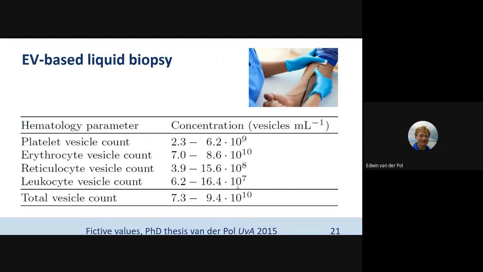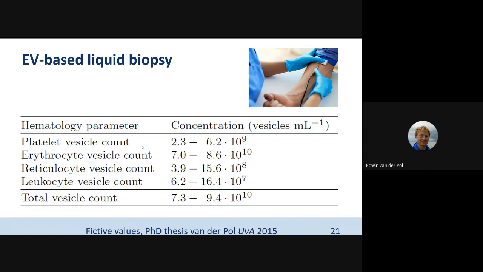Now, what's my personal motive to do this research on these small, tiny particles is, my dream is to develop a liquid-based biopsy based on vesicles. So how would that look like? We draw blood from a patient and remove all the cells. We are left with the plasma, and in the plasma we differentiate different types of vesicles from different cells, and we determine the concentration. So that would look like something here in this table.